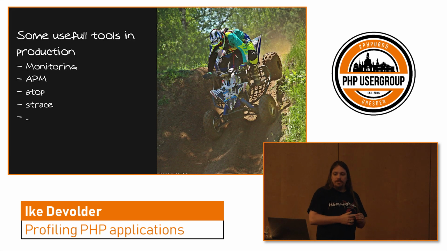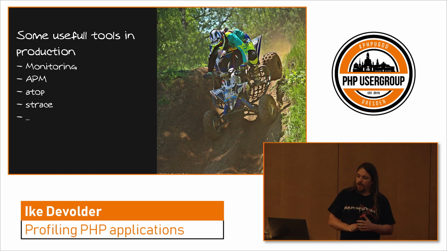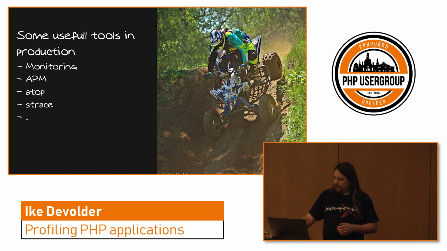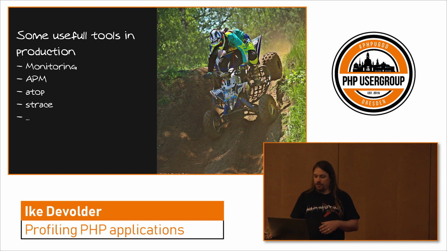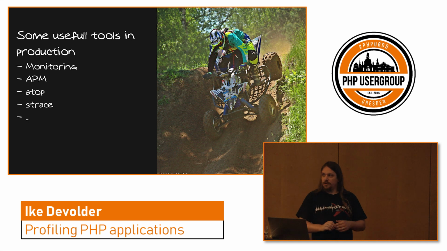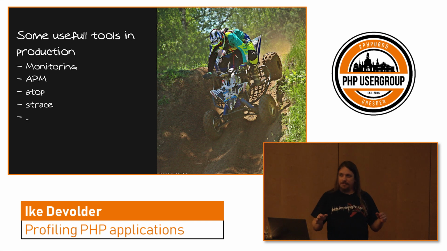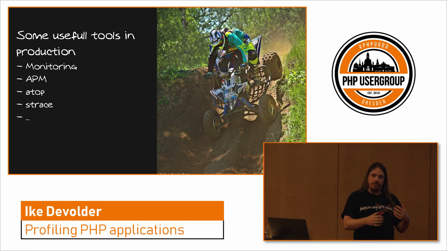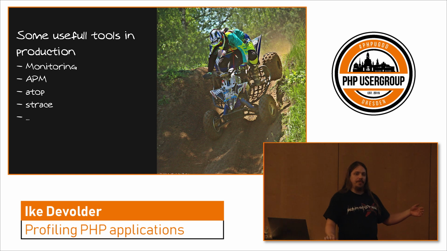Here we can add some extra useful tools in production. Please use monitoring, something like Zabbix, ELK stack, Icinga, Nagios, whatever. Use an APM like New Relic or Tideways. ATOP is a very useful tool. Who knows ATOP? Maybe you're more into systems. ATOP can keep a history of how your system was performing, how it was using swap, memory, CPU, and what processes were doing at the time you're under stress.